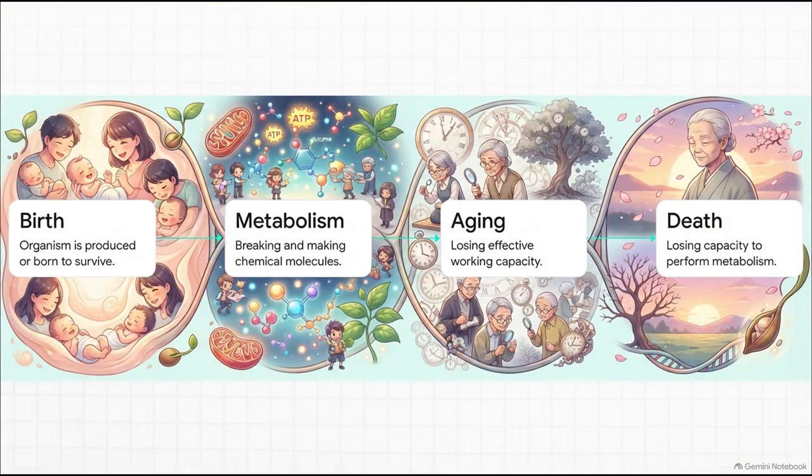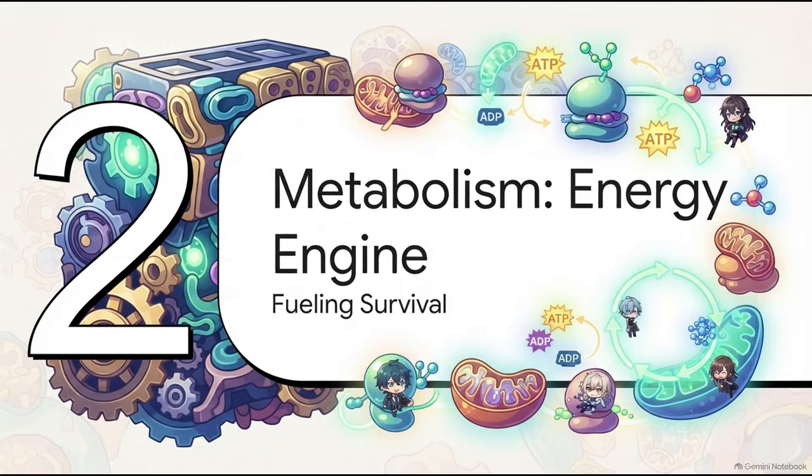To find out, we're going to track this well-orchestrated timeline. From the very moment an organism is produced or born, it follows a specific sequence. It grows, it processes energy through metabolism, it eventually undergoes aging, and finally, it faces death. This sequence is a shared, continuous journey for literally all living things. Let's move to section 2, metabolism, the energy engine fueling survival.